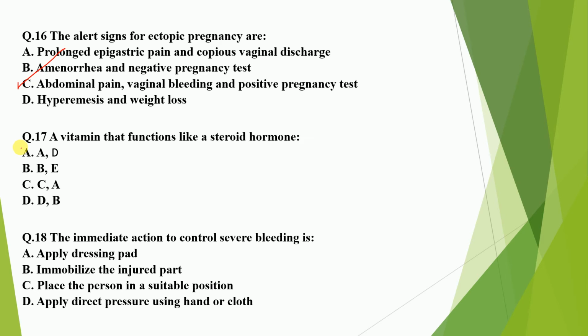Correct answer is option A and D. Next question. The immediate action to control severe bleeding is: option A, apply dressing pad; option B, immobilize the injured part; option C, place the person in a suitable position; option D, apply direct pressure using hand or cloth. Correct answer is option D, apply direct pressure using hand or cloth.